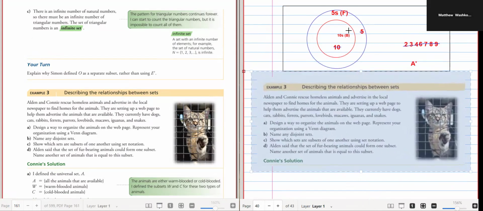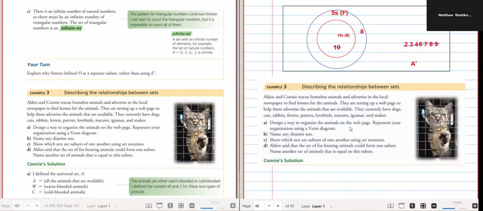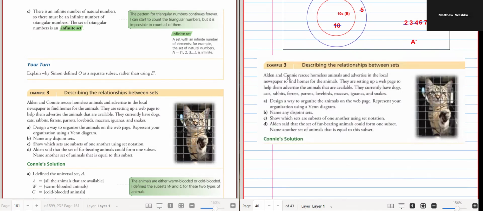Annie and Connie rescue homeless animals and they advertise in the local newspaper to find homes for the animals. They're setting up a web page to help them advertise the animals that are available. They currently have dogs, cats, rabbits, ferrets, parrots, lovebirds, macaws, iguanas, and snakes. Draw a Venn diagram to organize the animals on a web page.